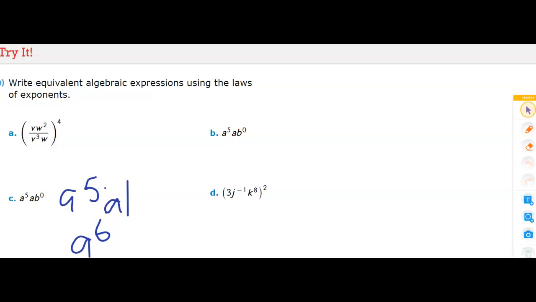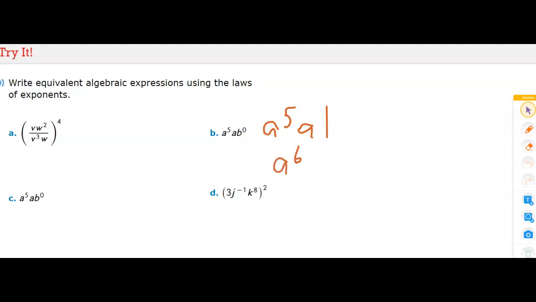Now let's look at b. A to the 5th power times a, b to the power of 0. So again, we know to the power of 0 makes it 1. So we're going to have a to the 5th power times a times 1. And then a by itself has an exponent of 1. And we are going to add the a's because those are our like terms. So it'll be a to the 6th power. It's the same question. I think that was an error. Anyway, let's move on to D.